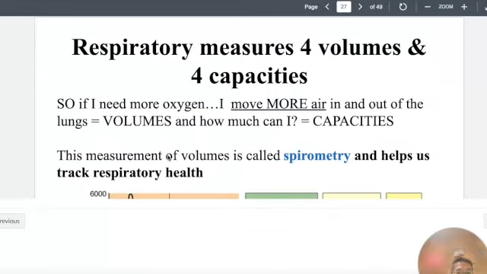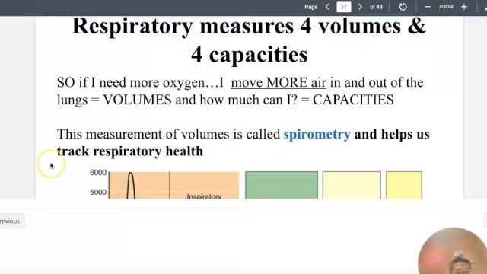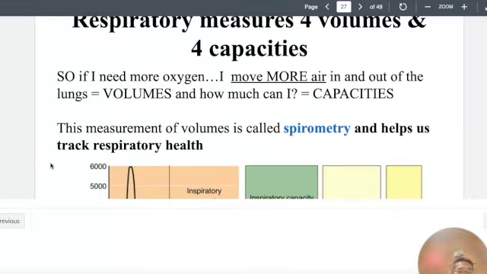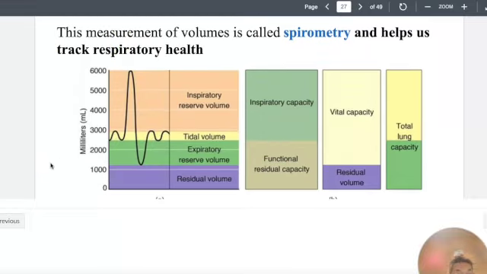We're going to look at this chart, and we need to know it well. These are different terms you need to know. This whole thing is called the total lung capacity, how much your lungs can hold. Vital capacity.